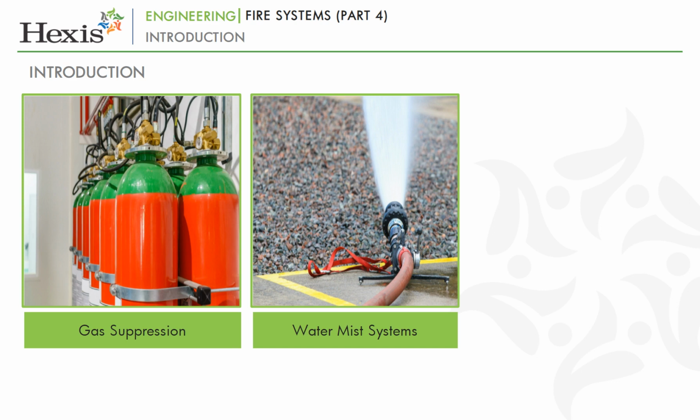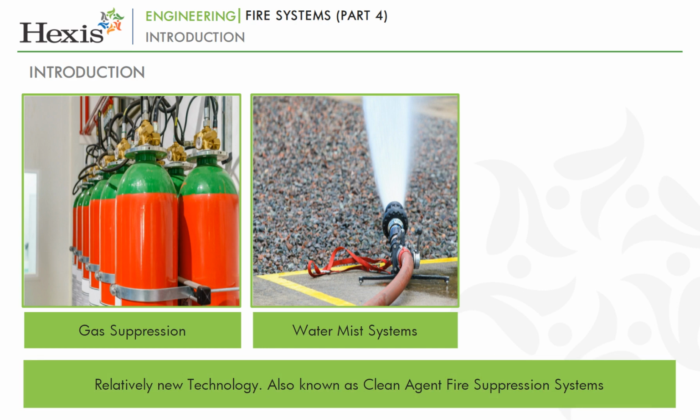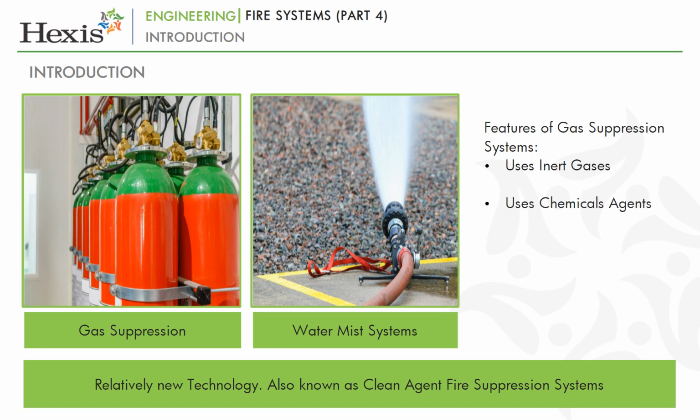Gaseous fire suppression system or gas suppression system is a relatively new technology and is a term used to describe the use of inert gases and other chemical agents for extinguishing fires. These systems are also known as clean agent fire suppression systems, terms used interchangeably throughout this module, primarily because these gaseous mixtures leave no residue behind and are designed to protect enclosures where there is a need for quick reaction to extinguishing a fire.